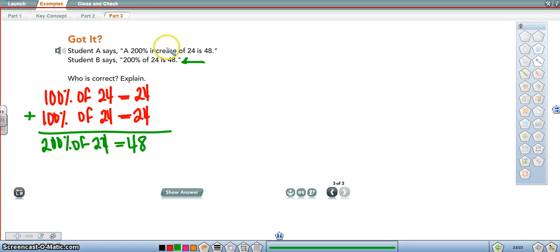A 200% increase of 24 is 48. If you increase something 200%, that means you're starting with 24 and then you're increasing it by 200%, which is 48, and that would be 72. Increasing it by 200% is different than just doing 200% of it. Increasing it by 200% would be starting with 24 and then adding even more. Finding 200% of 24 is just 48. So student B is correct.